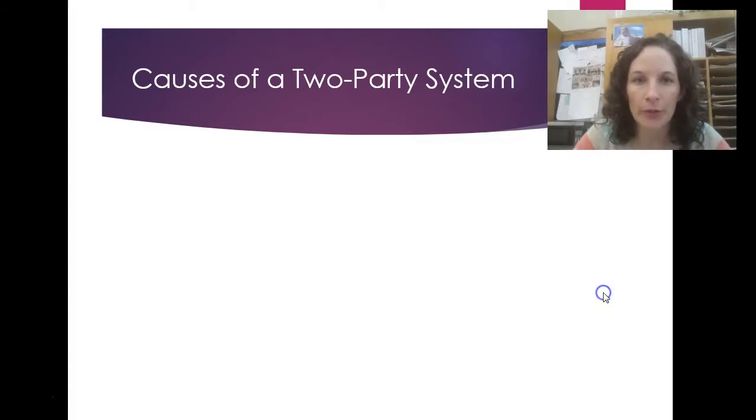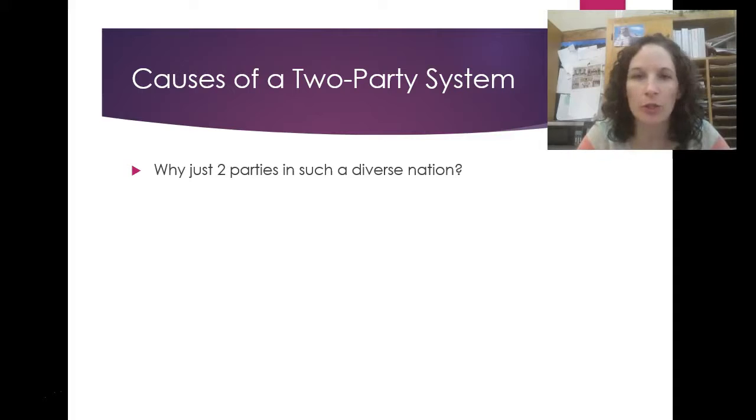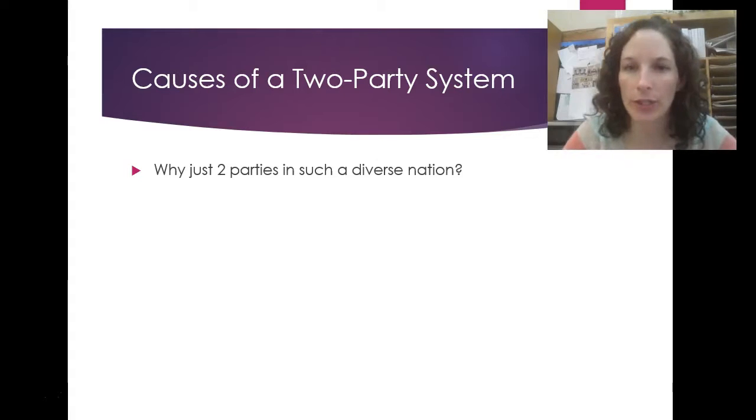Okay, so we have two parties. And as I just showed you, the Democratic Party tends to be more liberal, the Republican Party tends to be conservative, and that is currently, that can change because the parties can change. But what causes a two-party system? We're a really diverse country. We have lots of races, ethnicities, religions, languages, backgrounds, socioeconomic groups, industries. So what makes us have just two parties?